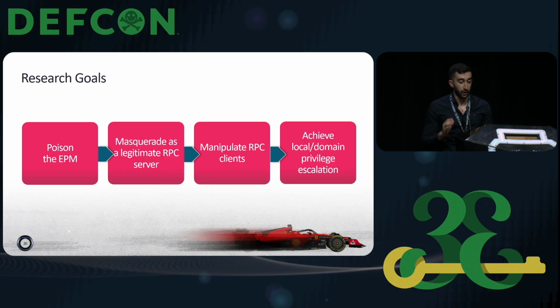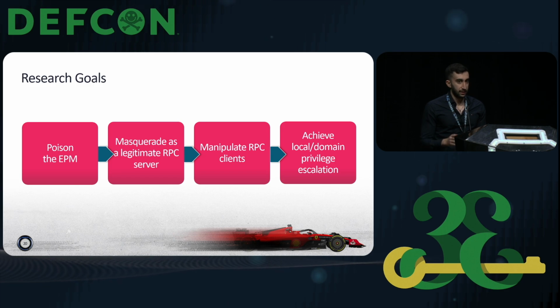Once it will forward RPC connections to us, we'll need to act like a built-in legitimate service, then send a malicious response to clients that will achieve privilege escalation. We are going to perform this attack without admin privileges, as a medium integrity process.